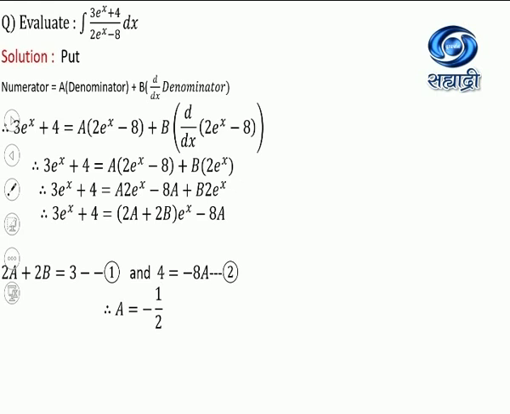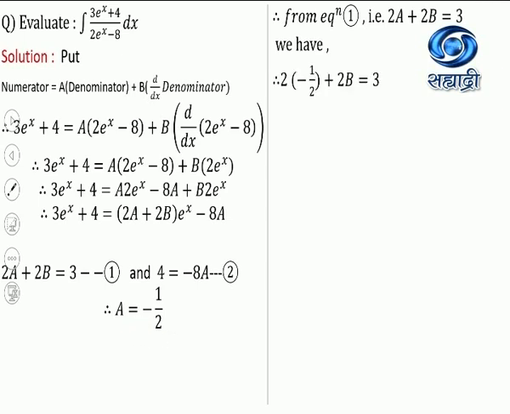Therefore, a is equal to -1 by 2 from equation 2. Now let us substitute a = -1 by 2 in equation 1. So we get 2 into -1 by 2 plus 2b equal to 3. Therefore, -1 + 2b = 3. So b is equal to 2.